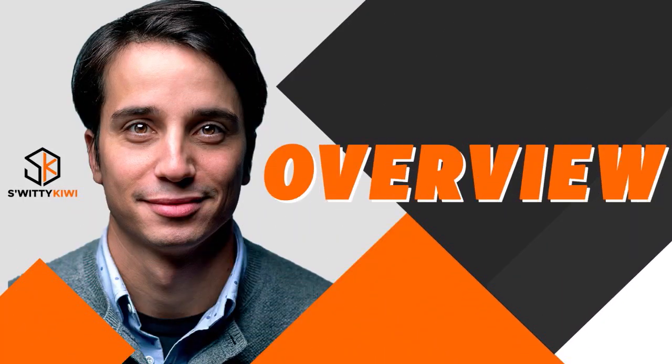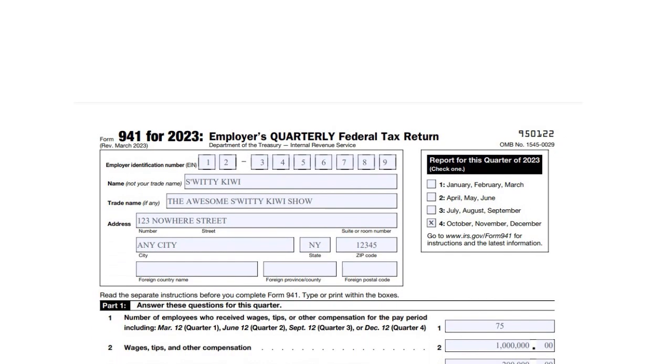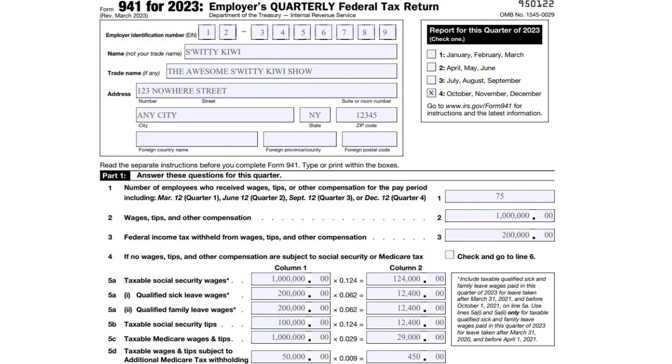Here is the overview I want you to pay attention to. So basically, this is how Form 941 looks like. You've got to put your EIN, your employer identification number. You put your name. Here we're speaking about your personal name, not your trade name. If there's any trade name you want to associate with this Form 941, you put it here. And you put your address, your city, your state and zip, okay?